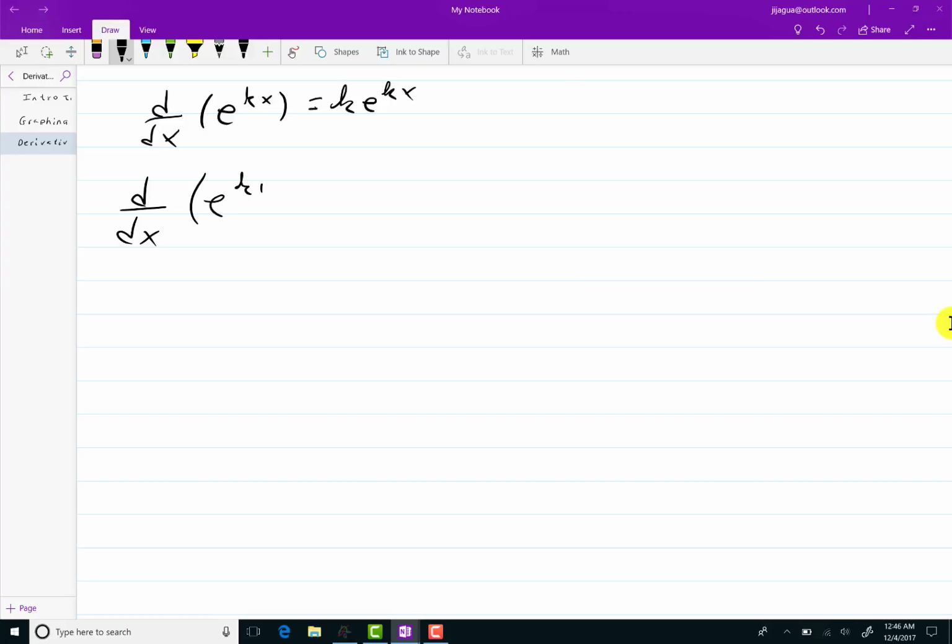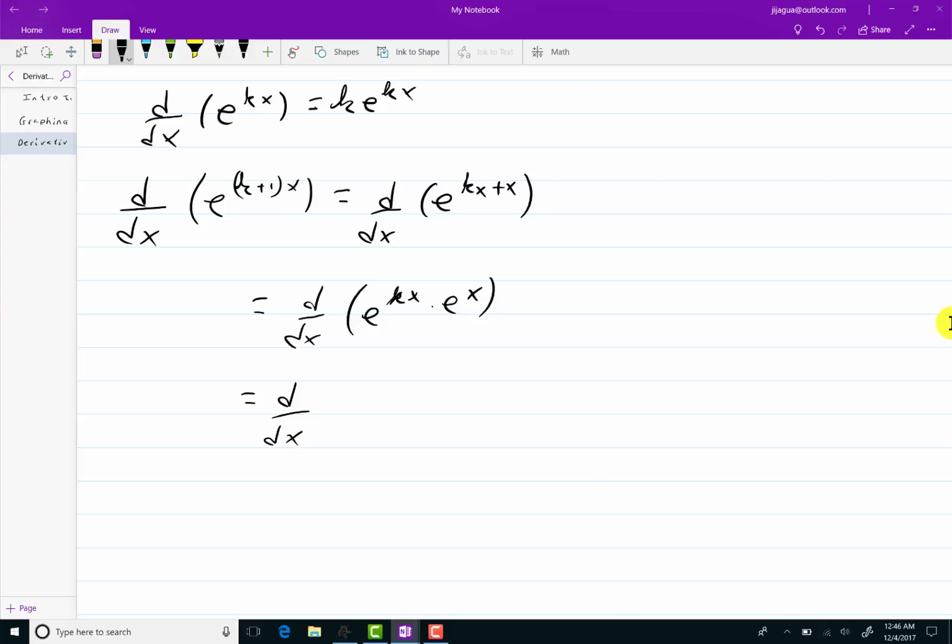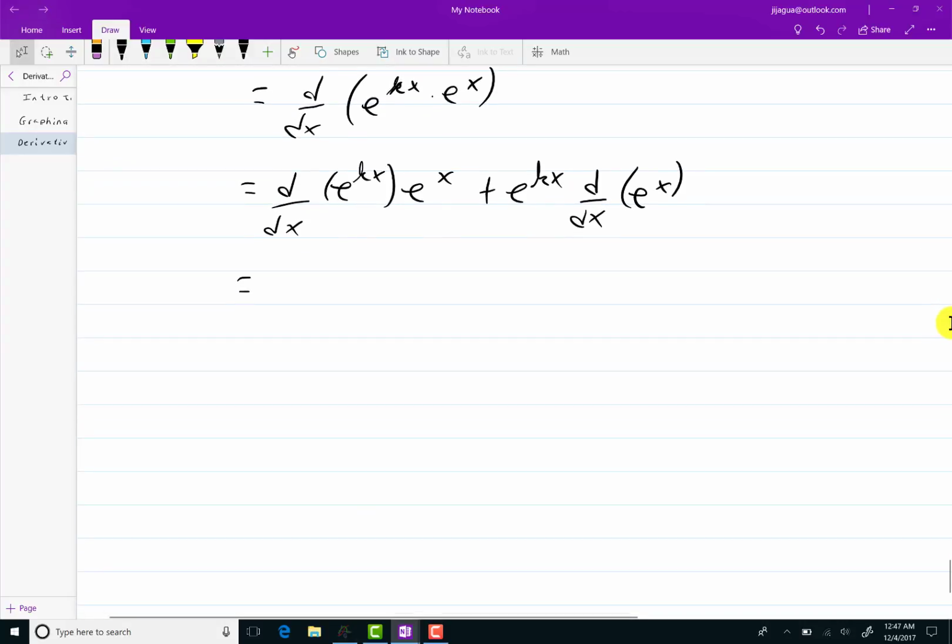So what if I have k plus 1 times x? So that's d over dx of e to the kx plus x, which equals d over dx of e to the kx times e to the x. And then use the product rule: d over dx of e to the kx while I leave e to the x alone, plus e to the kx times the derivative of e to the x.